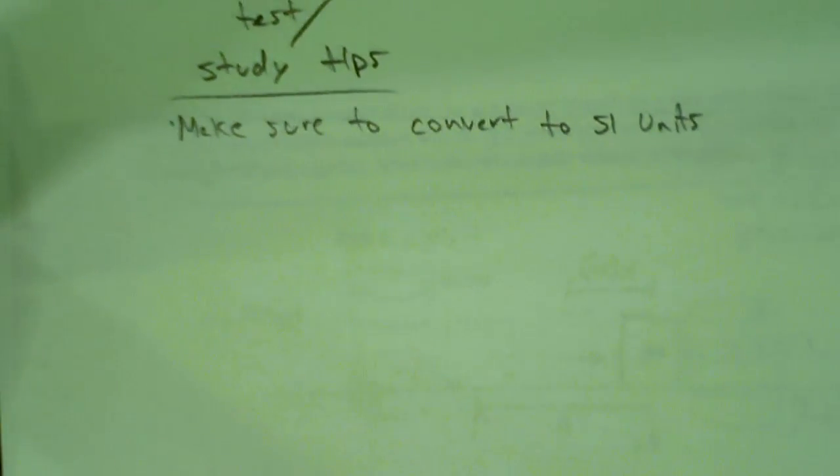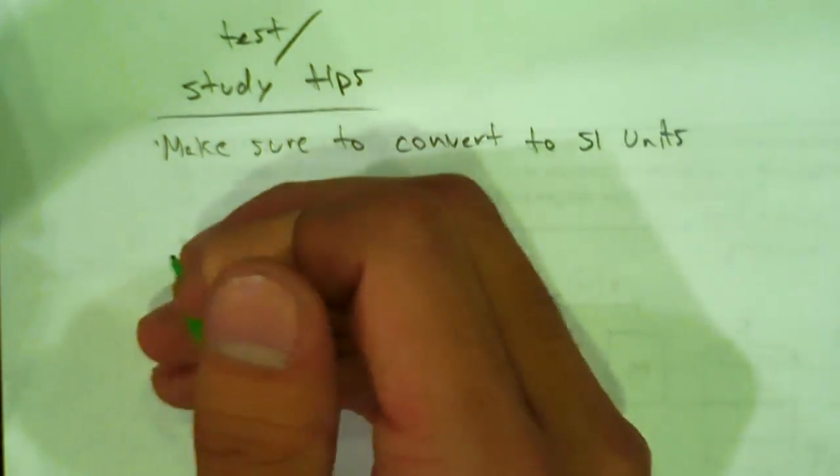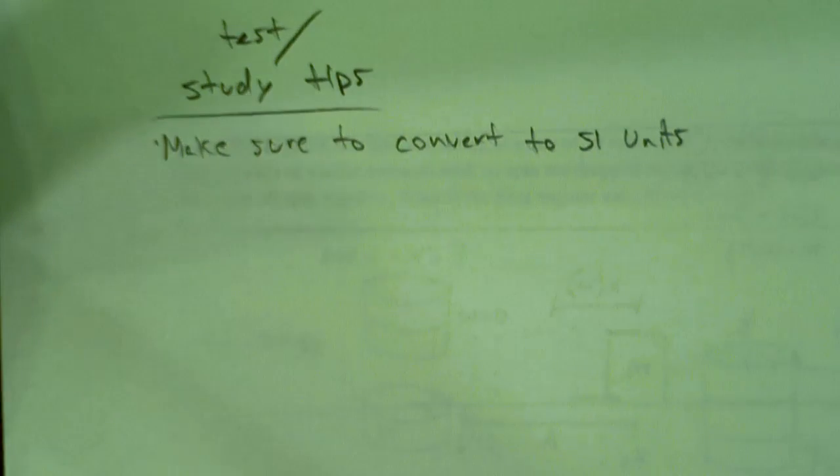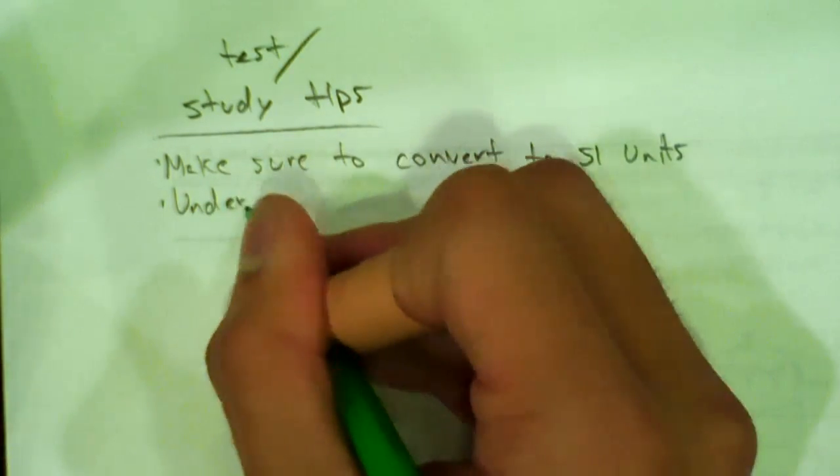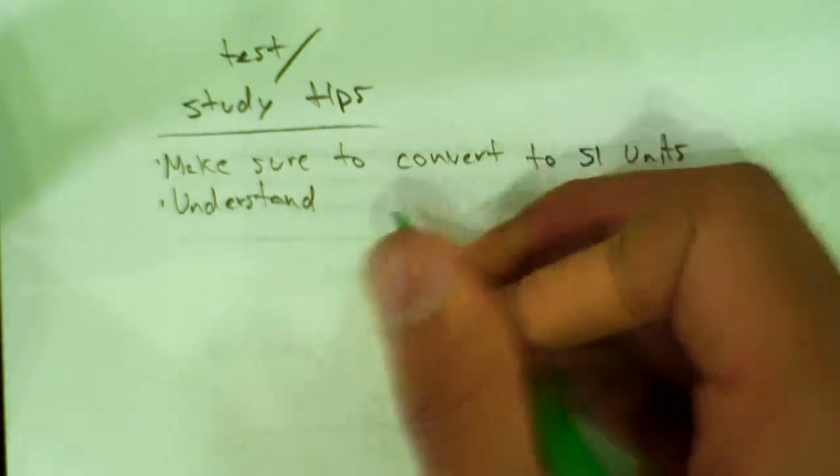As for studying, I think one of the best things to do is to look at the formula sheet and make sure you understand how each formula works. All right, so look at the formula, look at all the variables that are there, and understand what each variable means. Okay, so understand all the formulas on the formula sheet and when you can use them.